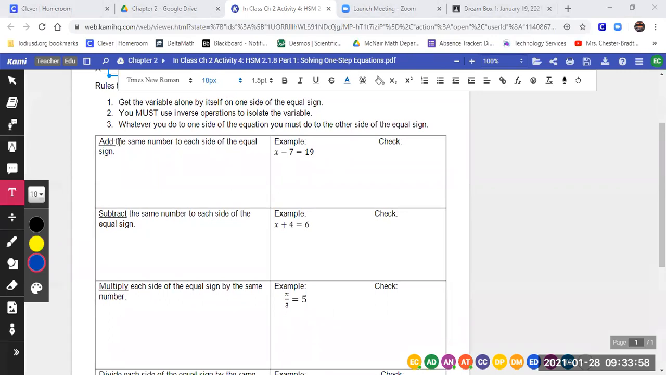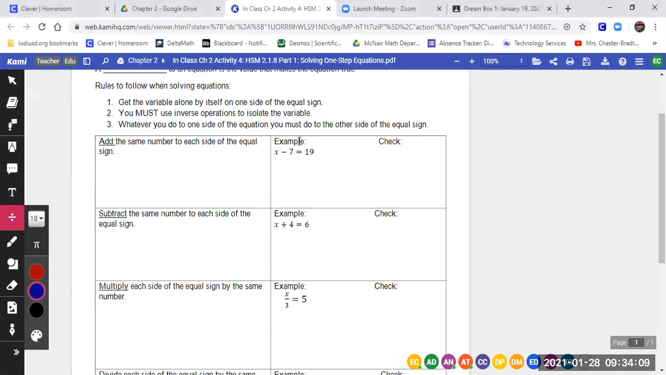So if we're adding a number to this problem, I need to get the x all by itself. I need to undo this -7. And the way I undo negatives is by taking positives. So I'm going to add 7 to both sides of the equal sign. Okay, we're going to add 7 to both sides of the equal sign.